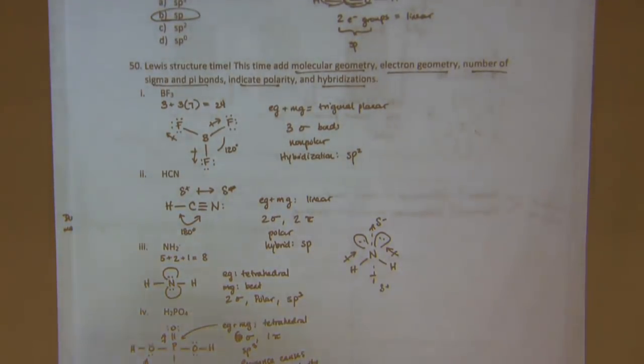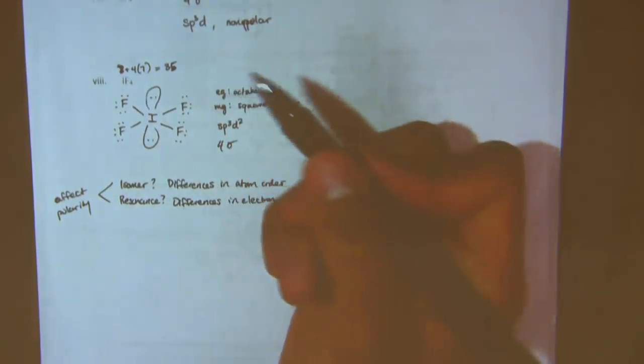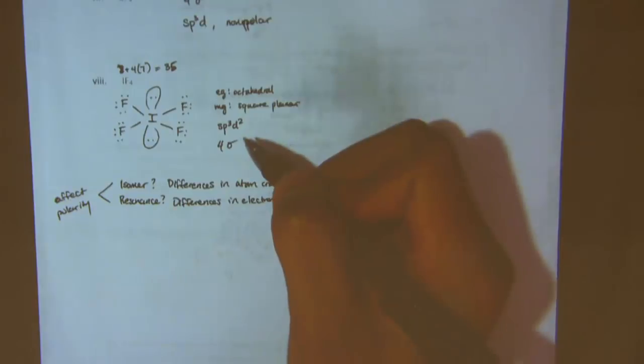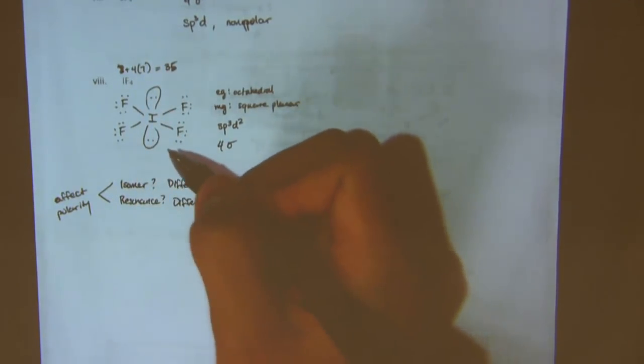Oh, for the last one? Sorry. For the last one, there are 4 sigma bonds and no pi bonds. Make sense? Oh, polarity. It's a square planar molecule, and these are all really similar in polarity, so it would be nonpolar. Make sense? Thanks for catching that.